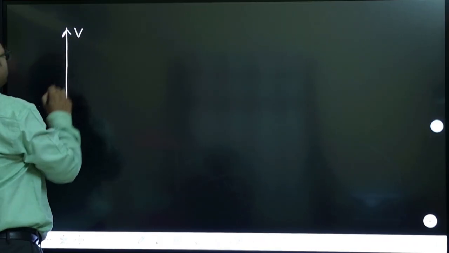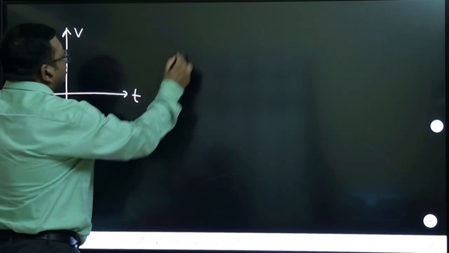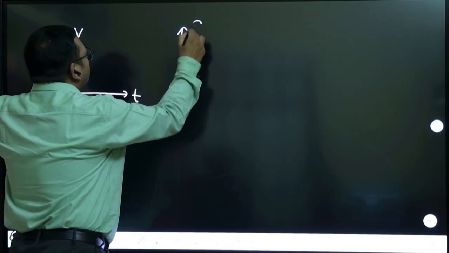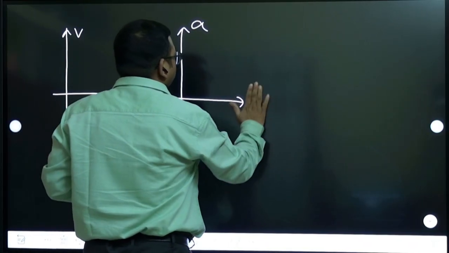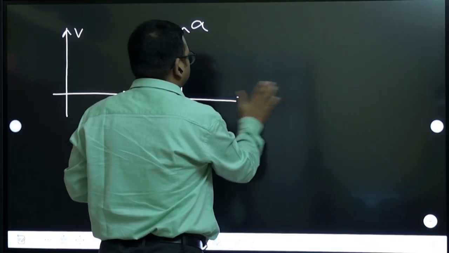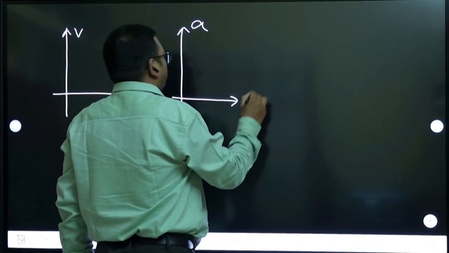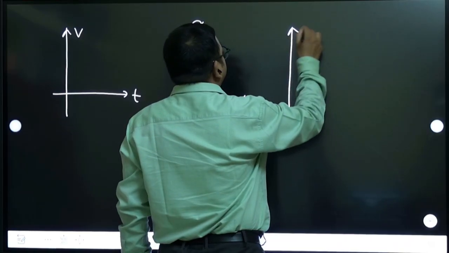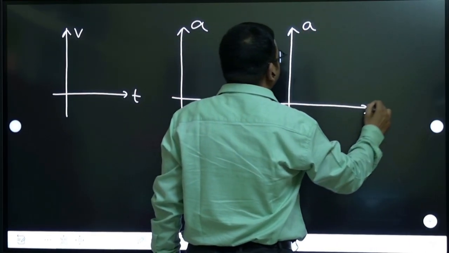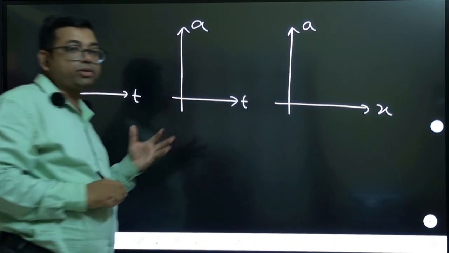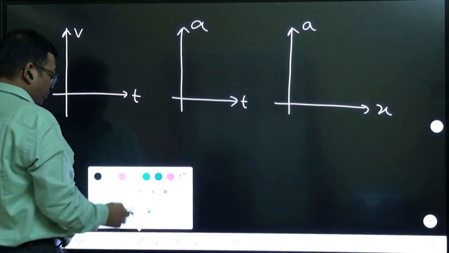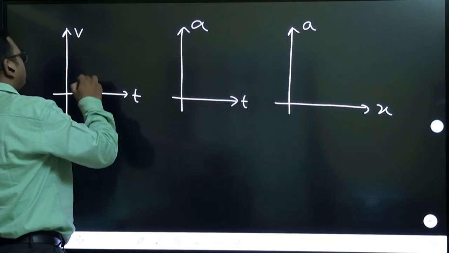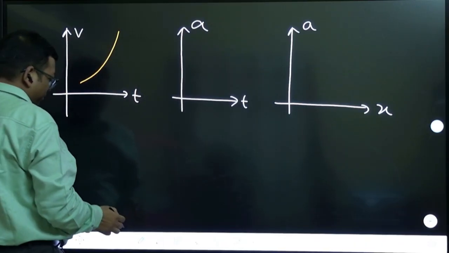So if it is a velocity time graph, if it is an acceleration time graph, and if it is an acceleration position graph, these three graphs will have an application of area. In these three graphs we have applications of areas. What? Suppose this graph is some graph like this.